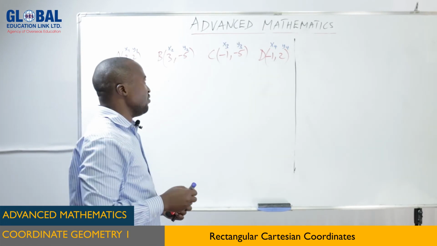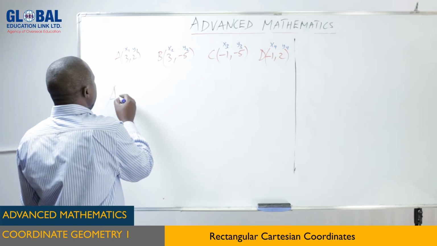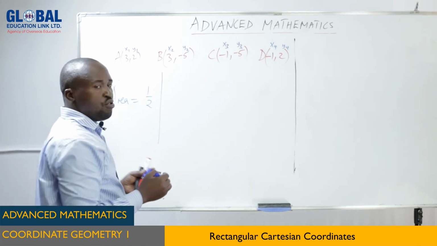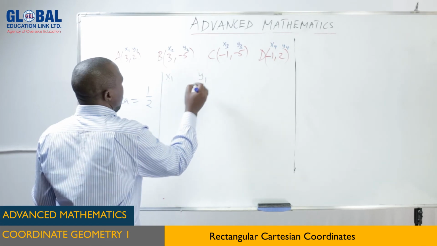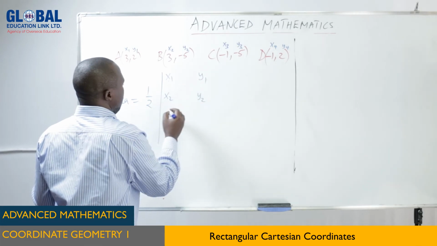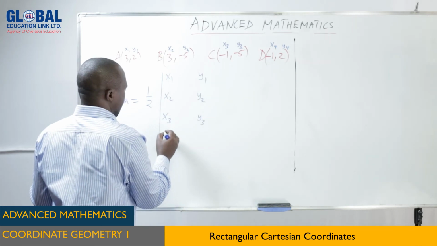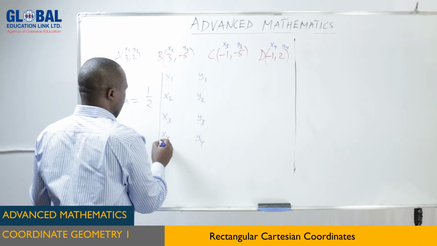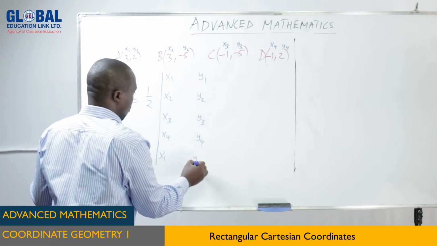So our general formula for finding the area of a rectangle is given by area is equal to a half determinant of, that is x1, y1, x2, y2, x3, y3, x4, y4, and remember we repeat the first coordinate, that is x1, y1.